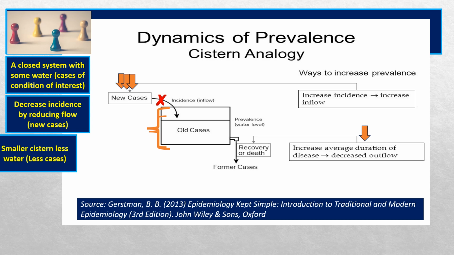A small cistern with less water means low prevalence. It suggests that fewer individuals have the disease of interest. Now, this can occur when the incidence rate is low, or when the individuals in the population recover from the disease, represented by water draining out of the cistern, or when they no longer have the condition, represented by water being removed from the cistern.